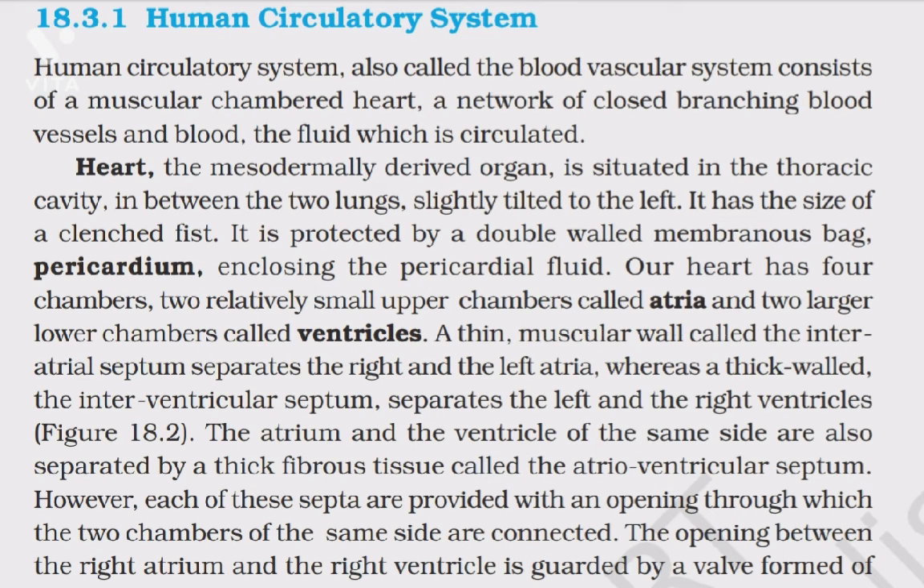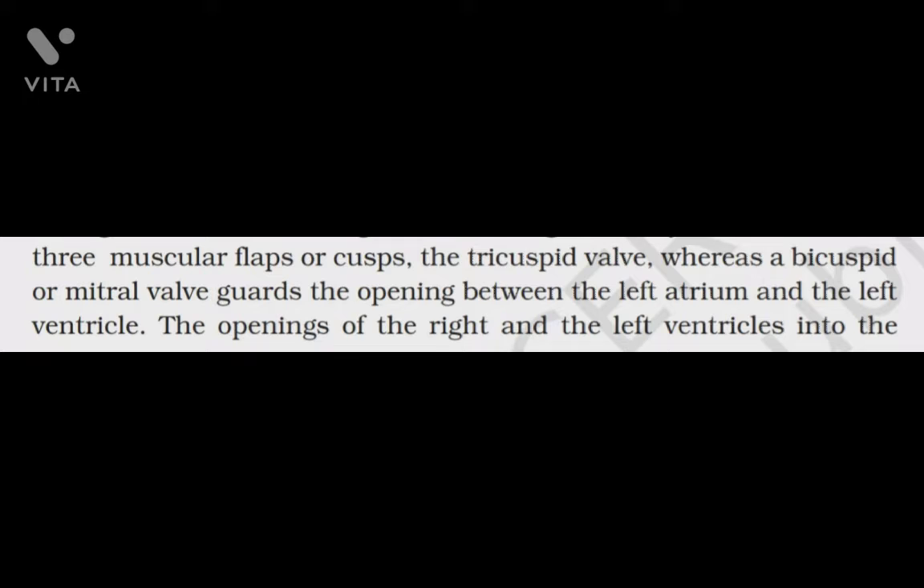The atrium and the ventricle of the same side are also separated by a thick fibrous tissue called the atrioventricular septum. However, each of these septa is provided with an opening through which the two chambers of the same side are connected. The opening between the right atrium and the right ventricle is guarded by a valve formed of three muscular flaps or cusps, the tricuspid valve, whereas a bicuspid or mitral valve guards the opening between the left atrium and left ventricle.